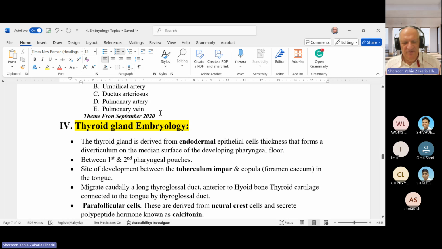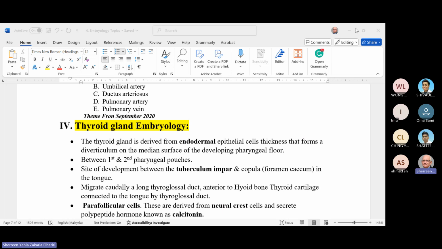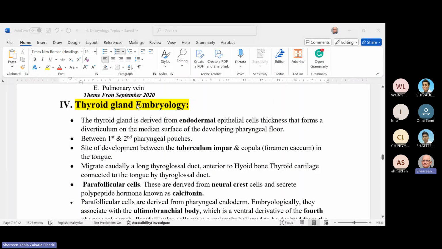The very, very, very important topic for us is the thyroid, because thyroid surgery is commonly done under general anesthesia. And again, in this exam we have a lot of it, also including MRCS for ENT. What I need to explain now, of course, is that the thyroid gland is an endodermal structure.